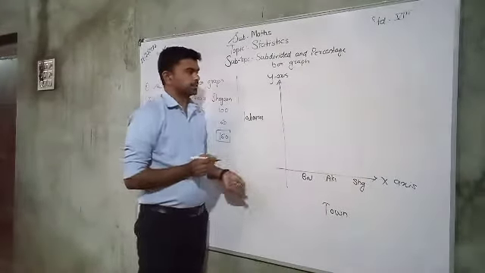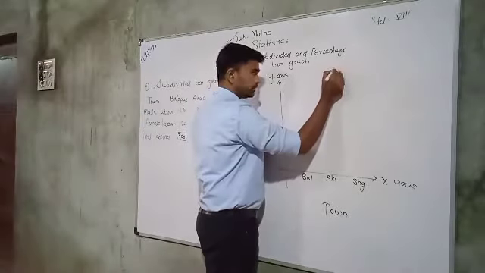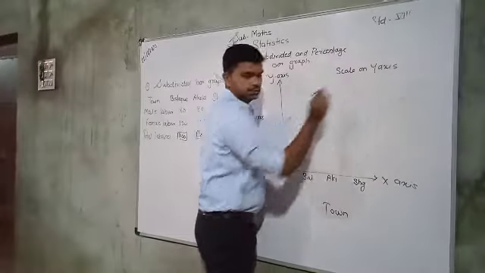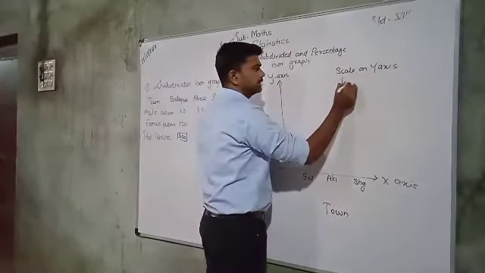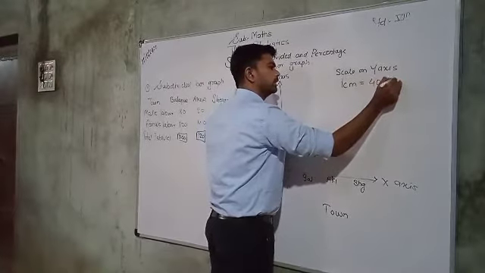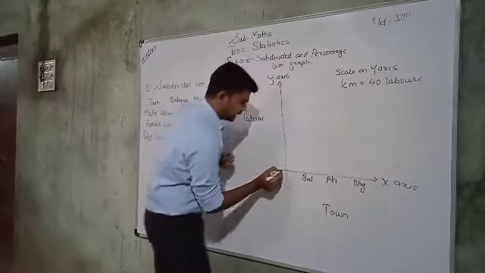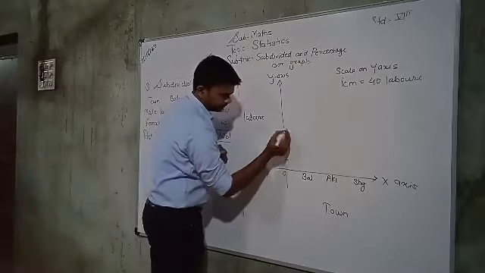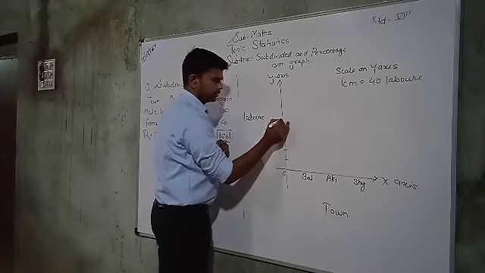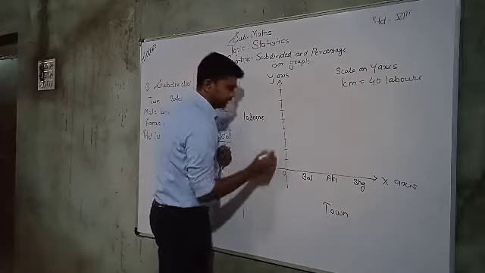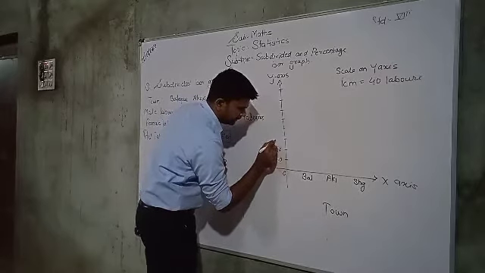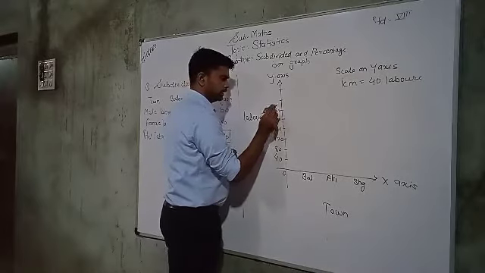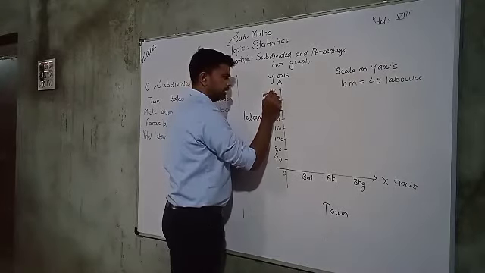Okay. And on the Y axis, we will write the scale. Scale on which axis? Y axis. 1 centimeter equals 40 laborers. We will start from 40, right? 40, 80, 120, 160, 200, 240, 280 and 320.